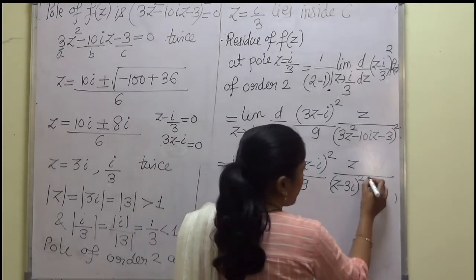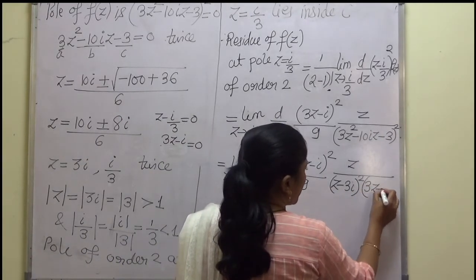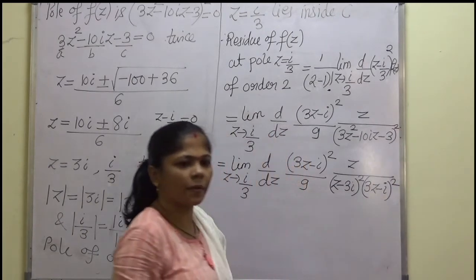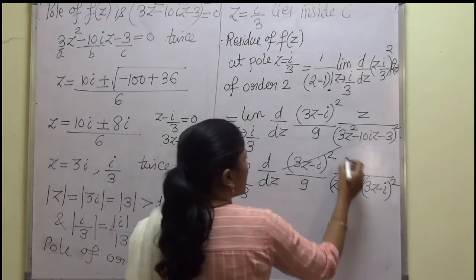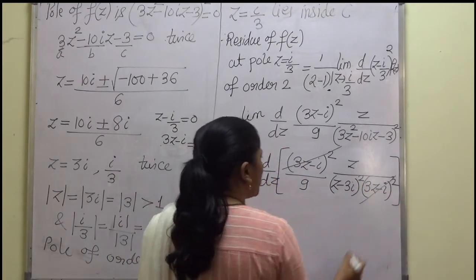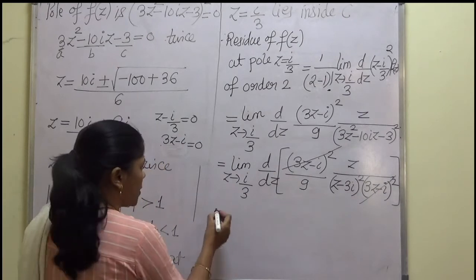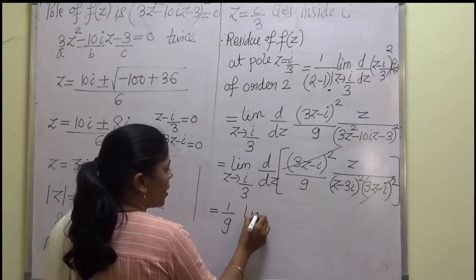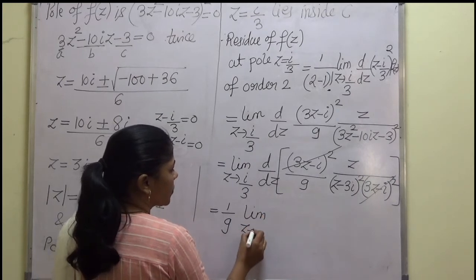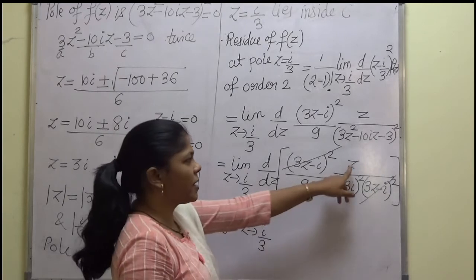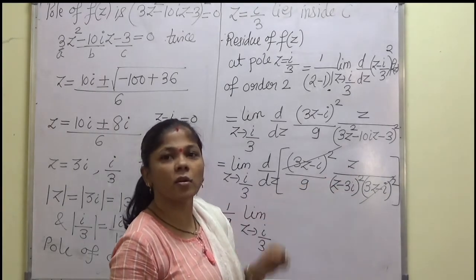So what is the other factor? That is (3z minus i) whole squared. The square is there, right? So this gets cancelled. And now we have to find the derivative of the remaining term. So I'll take 1 by 9 outside. Now the limit as z tends to i by 3.